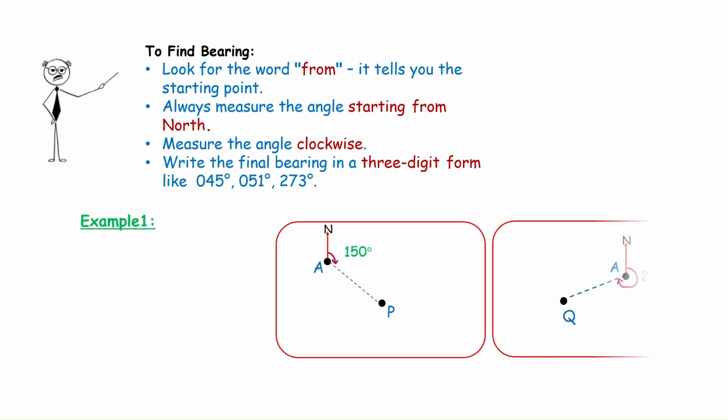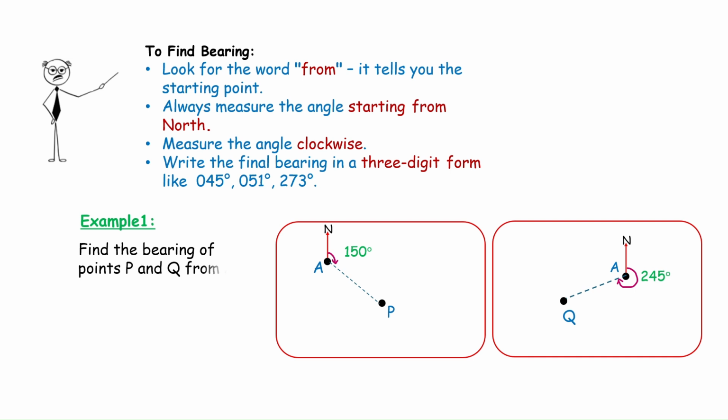Let's take a couple of examples to understand the bearing. Find the bearing of points P and Q from A. The bearing of P from A is 150 degrees, because we measured clockwise from north. And the bearing of Q from A is 245 degrees clockwise from north. These questions are a little bit easy. Let's take more advanced questions.